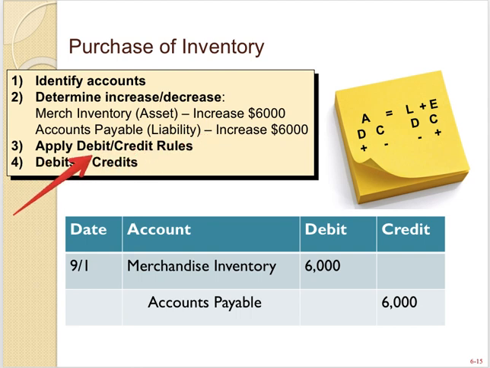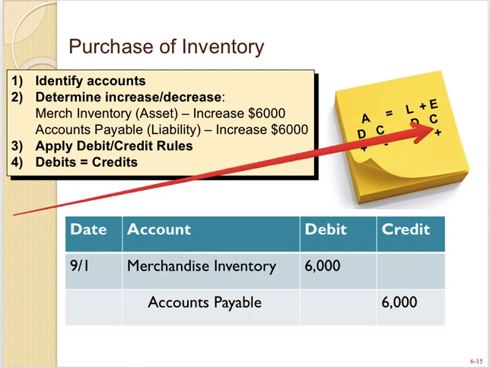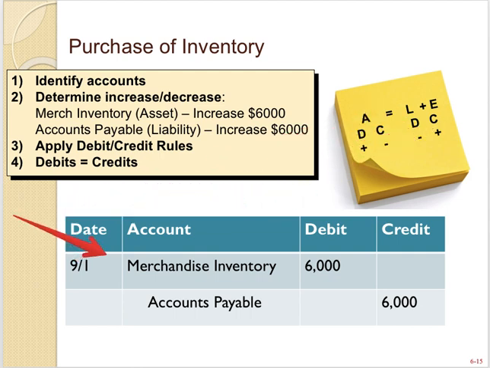Then we're going to apply the debit and credit rules based on these different account types. Well, merchandise inventory is an asset, and if our asset is increasing, it's a debit. And accounts payable is a liability, and if our liability is increasing, it's a credit. So we go through and we list our debits first because that's how Connect likes it, but in real life you don't have to do that.